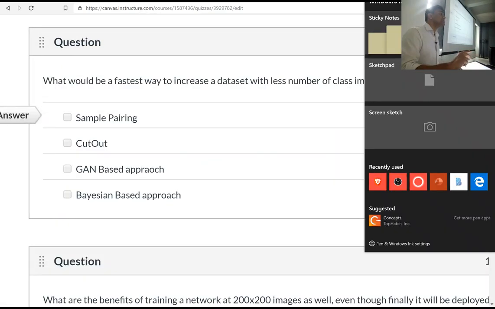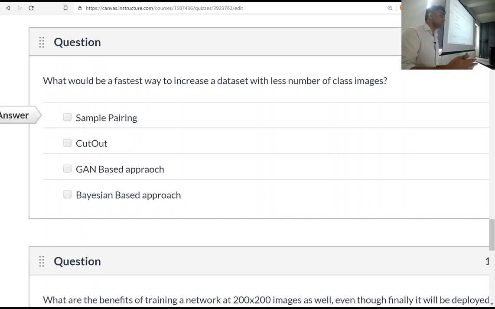The question is different, right? The question is what is the fastest way to increase the data set? The question is not which augmentation strategy should we use. The question is what will be the fastest way to increase a data set with less number of class images. Now when you're doing sample pairing, you can take one image at 0.1 opacity, let's say, and the other at 0.9, and these numbers are infinite, right? 0.11, 0.89, or 0.1, 0.1, you can literally create as many images as possible.